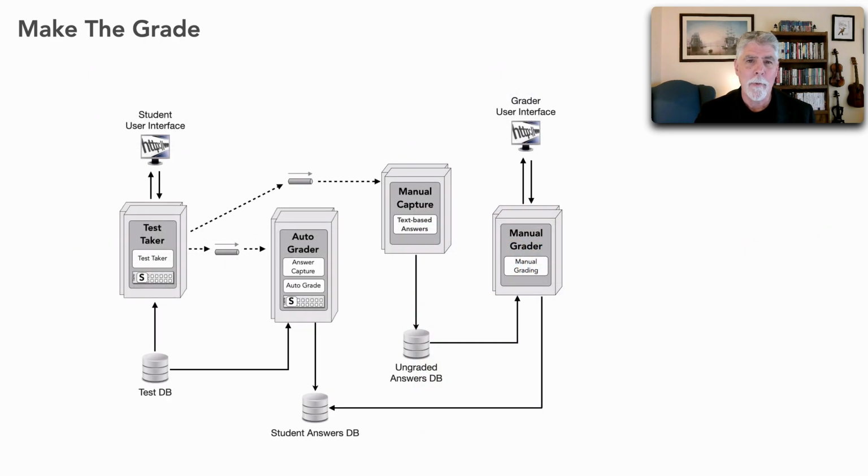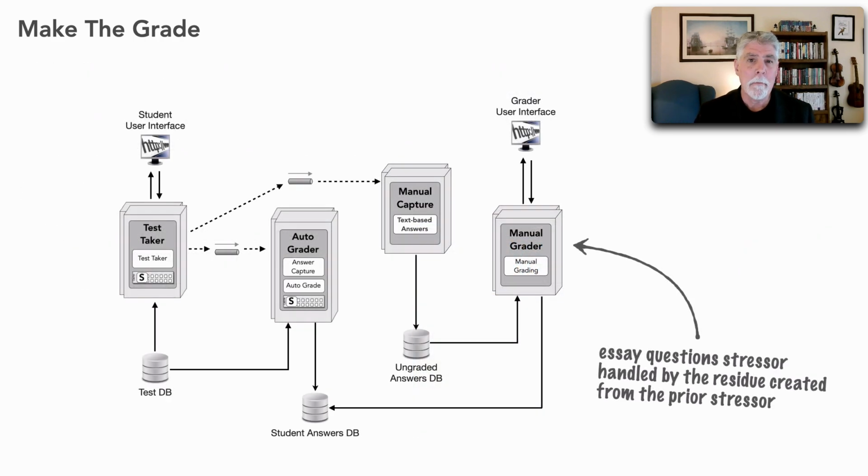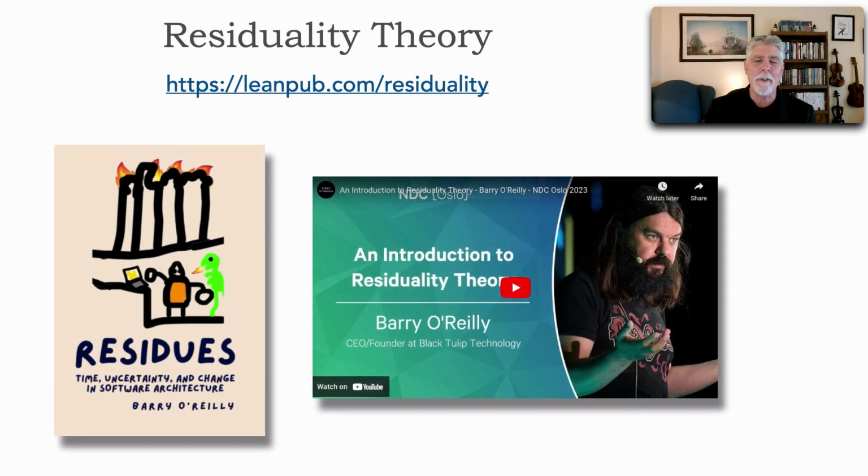Turns out, our architecture is able to handle this stressor without a change to that architecture, because the essay question's stressor is actually handled by the residue created from the prior stressor, which was the short answer. And therefore, there might be some minimal functional changes, but the key point is no changes to the architecture. The architecture starts growing based on these building blocks, these residues. So that is residuality theory.